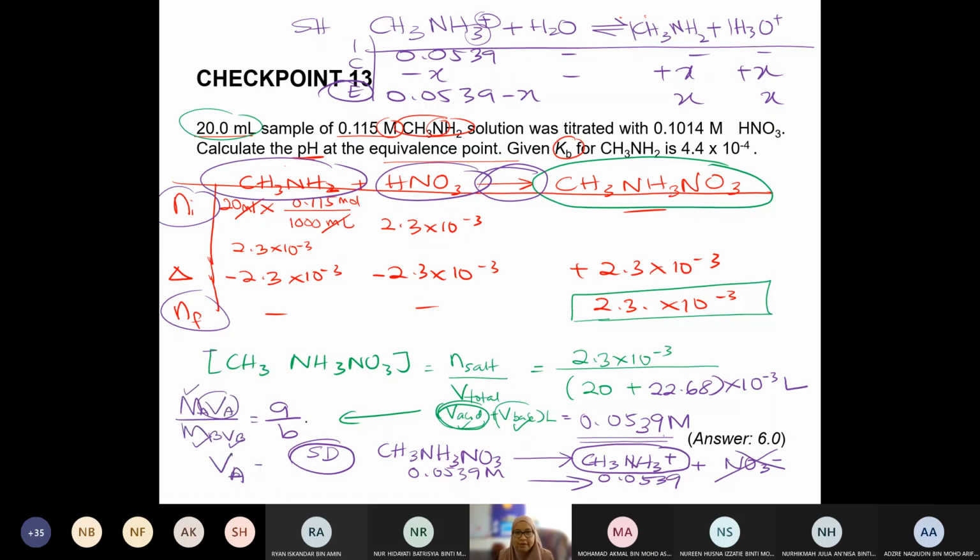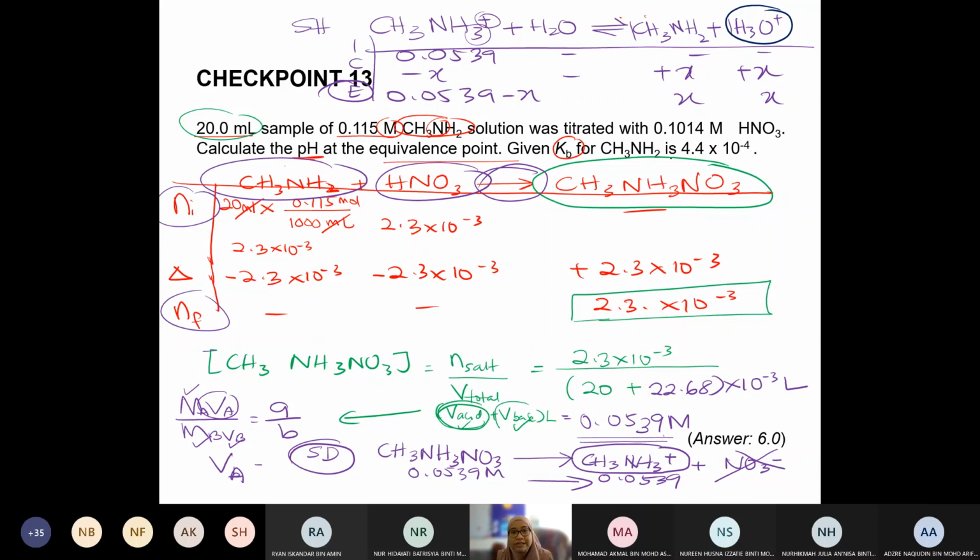Hitam lah. Saya pakai color hitam. Saya buat dekat sini, dekat checkpoint atas. Alright, so you have H3O plus, kan? That means you will be needing Ka. Bila you H3O plus, your final product is H3O plus. That means you will need Ka, not Kb.